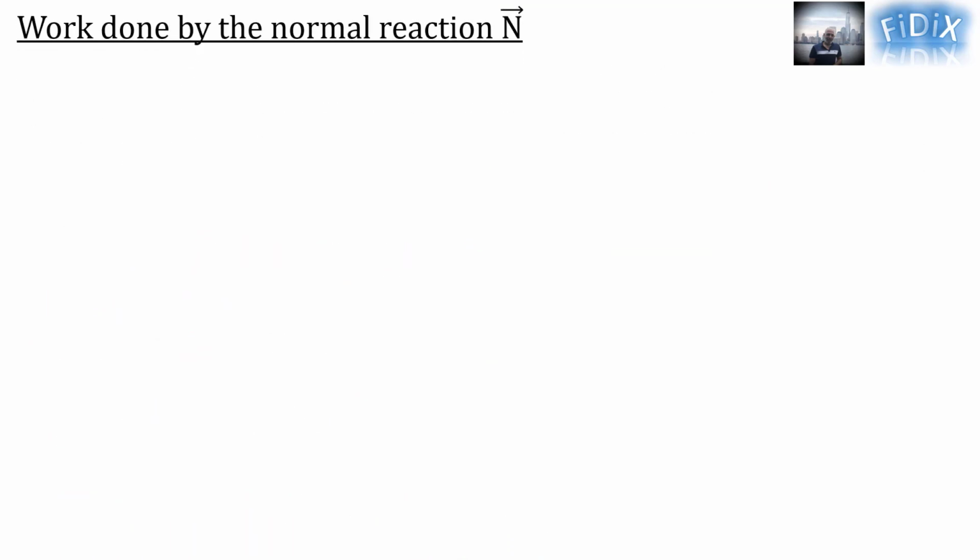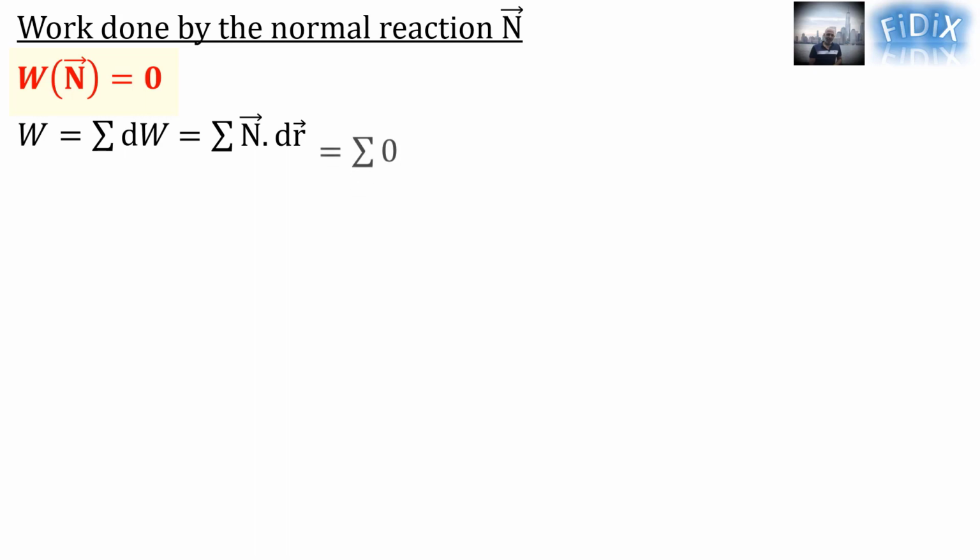Work done by the normal reaction N is equal to 0 since the total work W equals the sum of all the infinitesimal works equals the sum of the dot products of vector N and the infinitesimal displacement dr at any instant equals a sum of zeros since N is always perpendicular to dr.